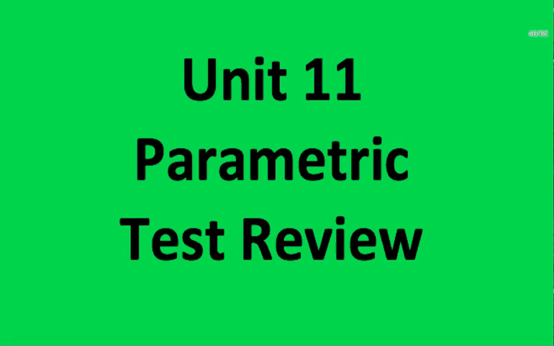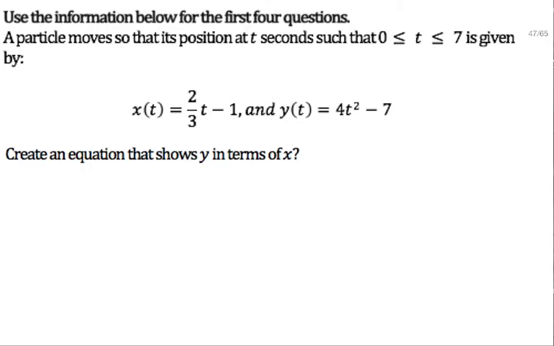All right, hello everybody. This is the review for our Unit 11 parametric test. There's only 10 questions on this test, and the first 4 questions all have to do with this same problem situation like this one. In this, you have a particle that moves so that its position at t seconds, such that your t value is between 0 and 7 seconds, is given by the following formula.